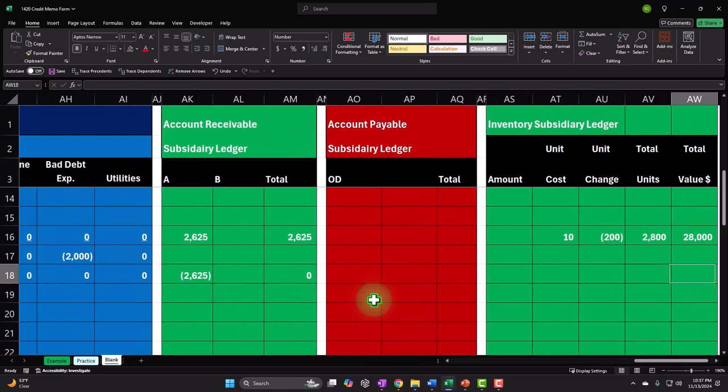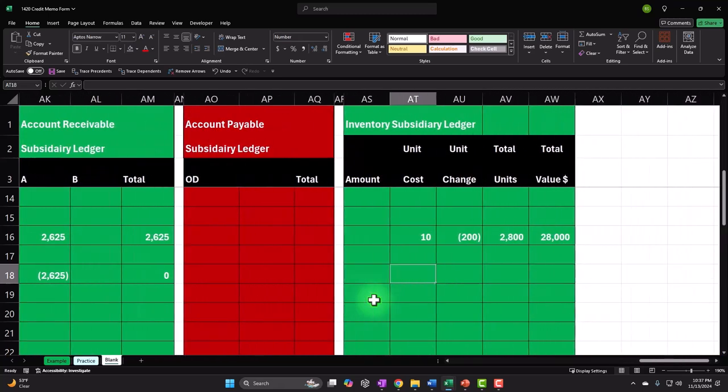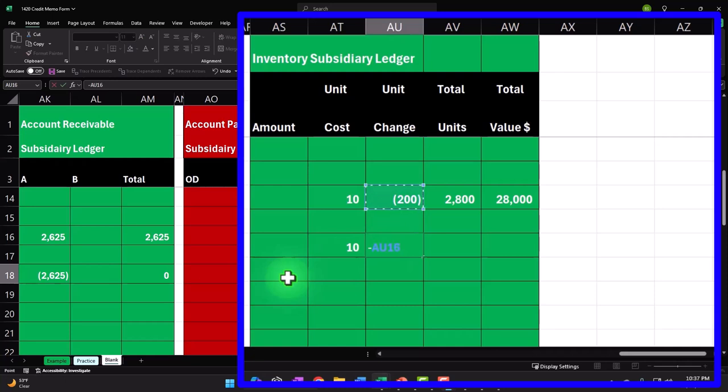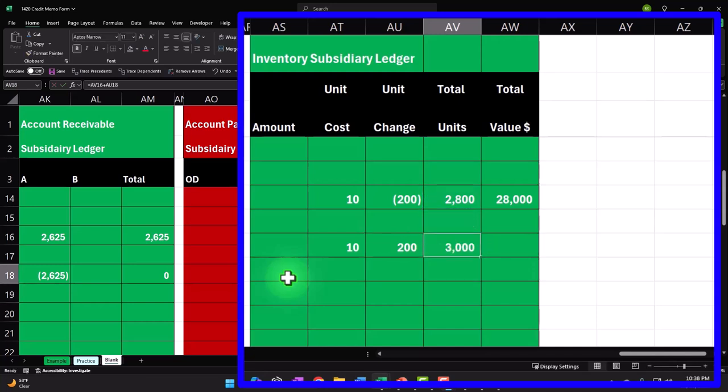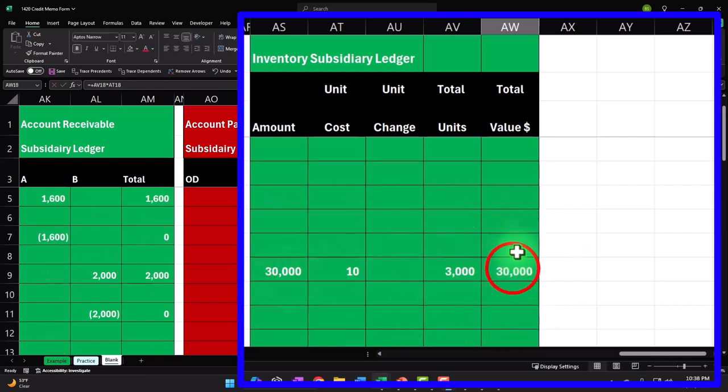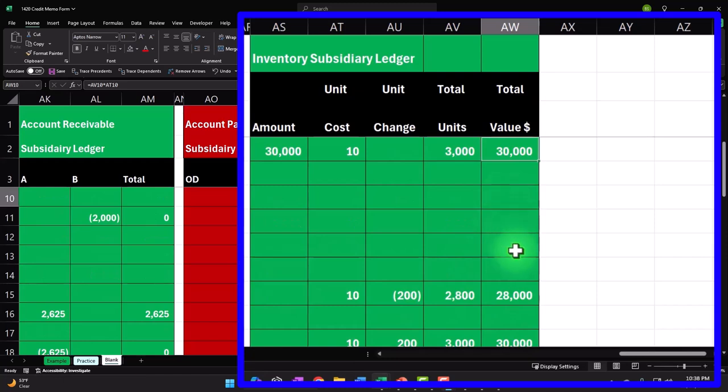And then the inventory subledger is going to also be impacted because now we got the units back on the books. So now the cost per unit is the same, and we've increased by 200 units again. That's going to be equal to total units at 2,800 plus 200, again assuming we can put those units back in inventory. And then this equals the 3,000 units times $10 per unit, which brings us back up to where we started at the 30,000, right?